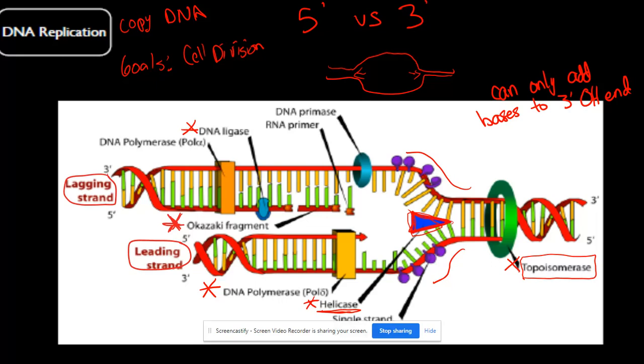And if you want a good picture of this, if you look at the overview on page 316 up top, it's giving you a relatively decent picture of that replication bubble, those replication forks, and the overall direction of where replication is going, okay? So that one is moving left to right, and this one on the other side, right to left.